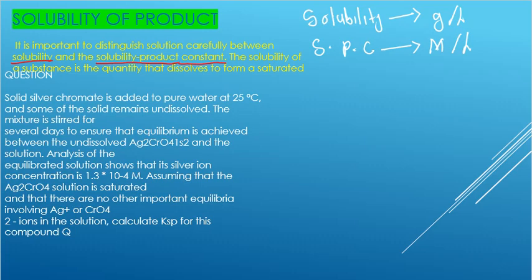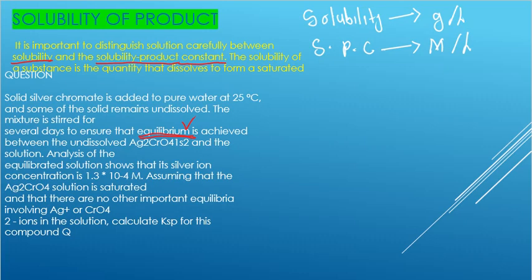So in this particular question, they're saying solid silver chromate is added to pure water at 25 degrees and some of the solid remains undissolved. The mixture is stirred for several days to ensure that, remember what I was explaining about equilibria? You'll be seeing this word often. They're saying several days to ensure that equilibrium is achieved between the undissolved solid and the solution.